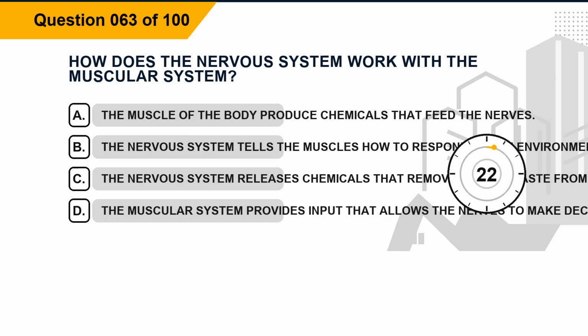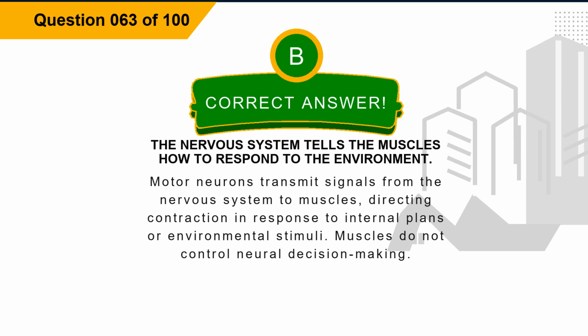Question 63. How does the nervous system work with the muscular system? Option A, the muscle of the body produce chemicals that feed the nerves. Option B, the nervous system tells the muscles how to respond to the environment. Option C, the nervous system releases chemicals that remove excess waste from the muscles. Option D, the muscular system provides input that allows the nerves to make decisions. The correct answer is option B, the nervous system tells the muscles how to respond to the environment.